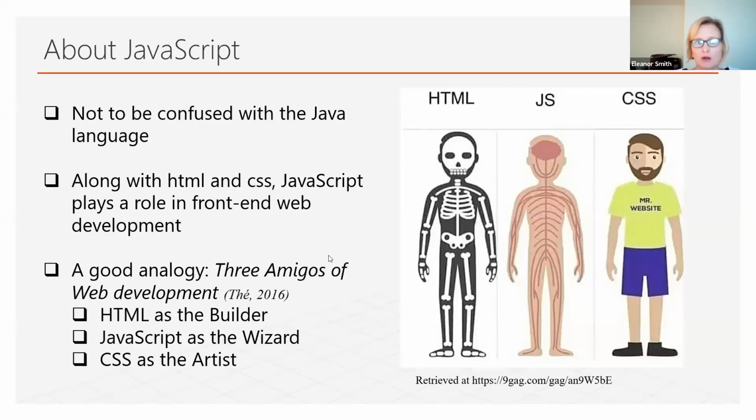There's a great YouTube video out there that uses the analogy that these languages are the three amigos of web development. So we have HTML as the builder, the frame of your website, JavaScript, the wizard, that is the interactive element in your web page, and CSS as the style, the artist that styles your web pages. And I will make the point too that this course focuses on the JavaScript language. So you won't be required to write HTML or CSS, although you will work with some HTML and CSS code.